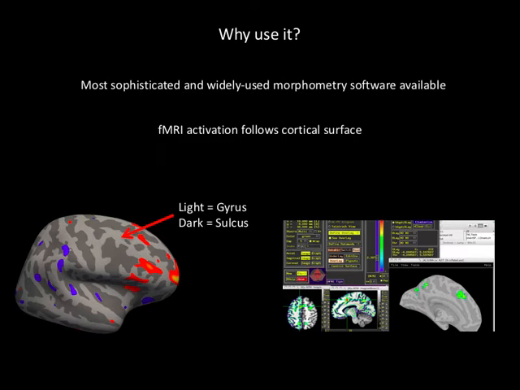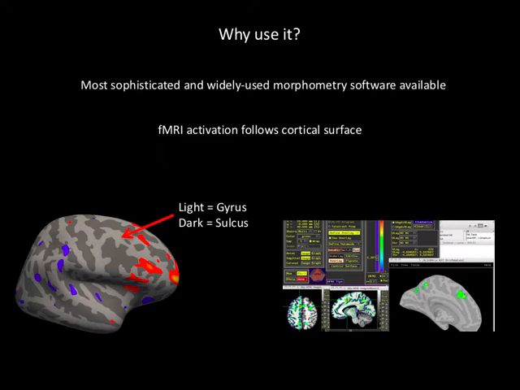Some of us may have used SUMA to map activity that we found from a volumetric based analysis onto a surface, that's fine. That's more of like an interpolation though. A more sophisticated way to do it, a more accurate way to do it, is to first reconstruct your surface in FreeSurfer, and then SUMA integrates with that.